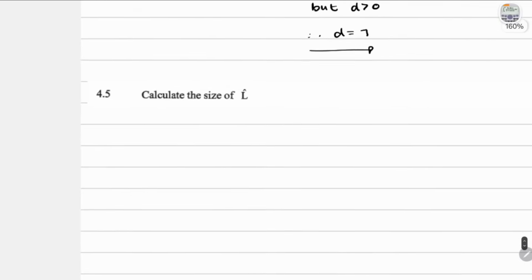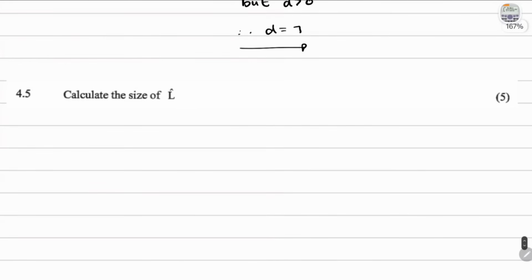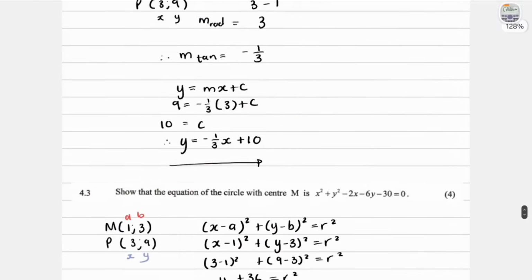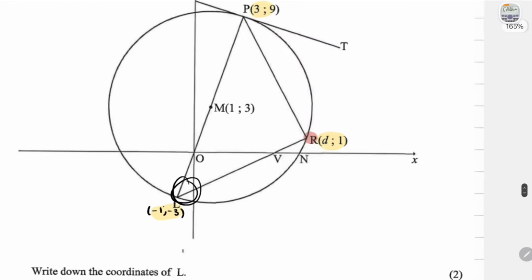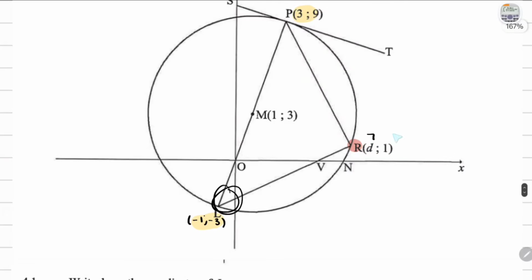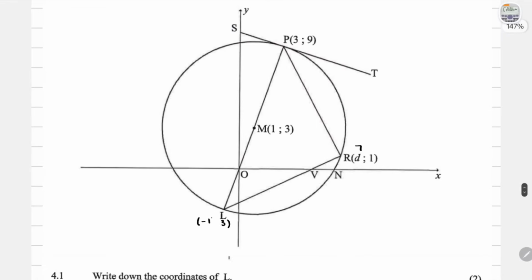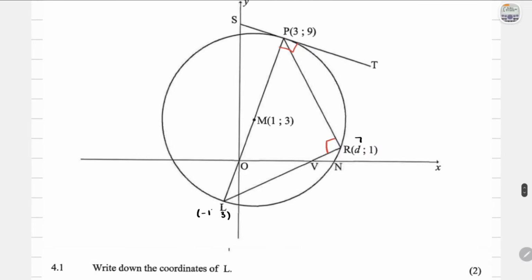Then we have 4.5, which says calculate the size of angle L. Okay, there is angle L. Angle L is over here. So I'm also just going to fill that in. That is 7 now. So we're calculating the size of an angle in analytical geometry. I'm not even going to try to look at it through Euclidean geometry. I don't really have to do that. That's also 90 degrees, okay?